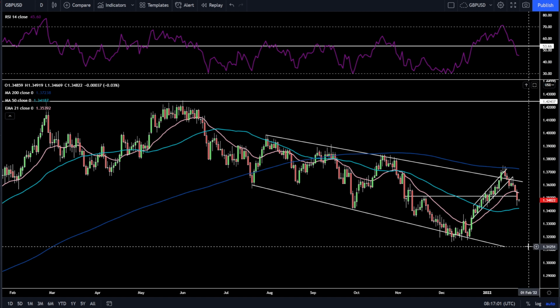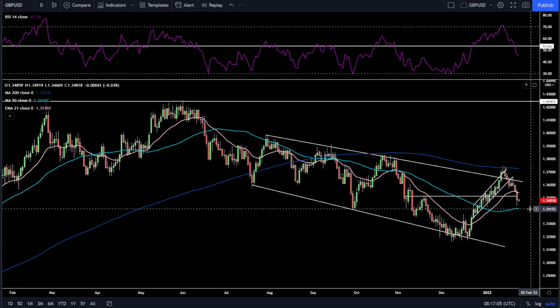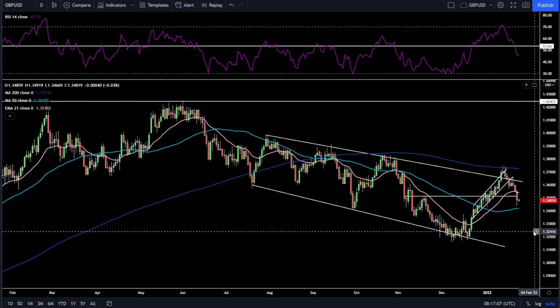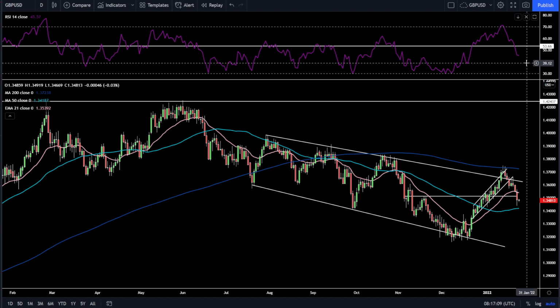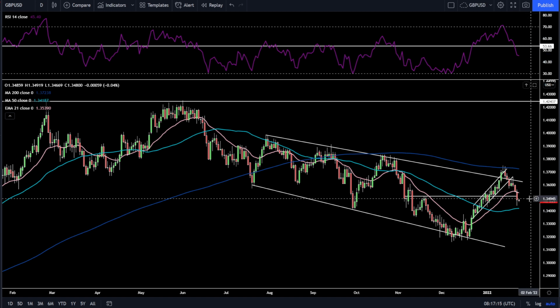Target-wise, on the upside it'd be 135.5. On the downside, it'd be about 134, around this 50-day simple moving average. The RSI is a bit in no man's land here at 45, so not really too much information to gain from there.